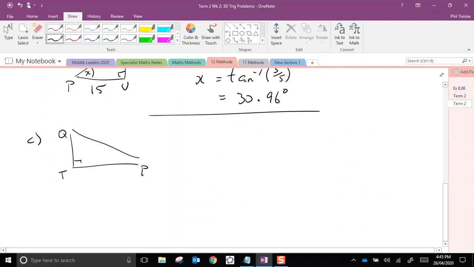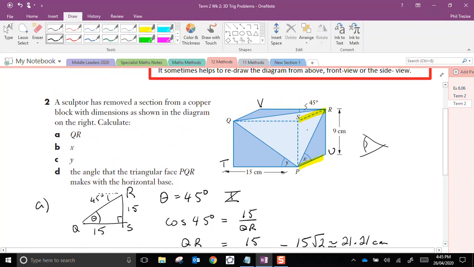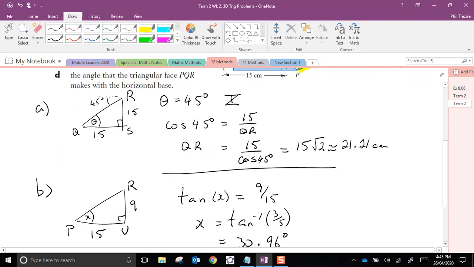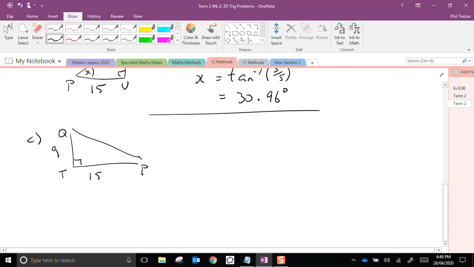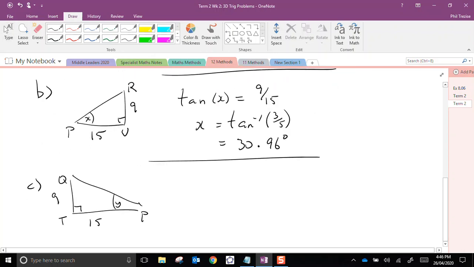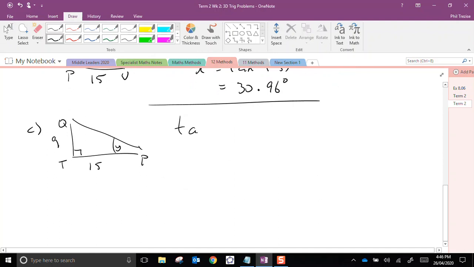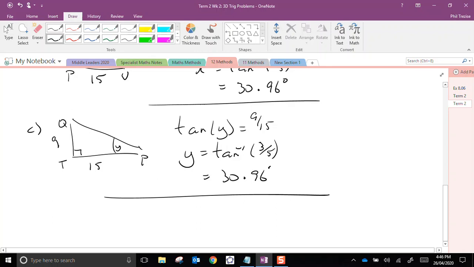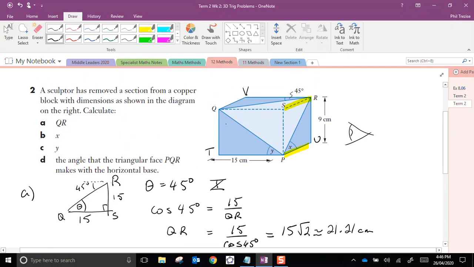PTQ. That was the right angle. Now the height is 9, like we said earlier. From over there, the base TP is 15. This is angle Y. It's going to be the same as we had a moment ago. So the tan of Y is 9 on 15. Y then is the inverse tan of 3 on 5, or the same, 30.96 degrees. So those two triangular faces here and here would be congruent.